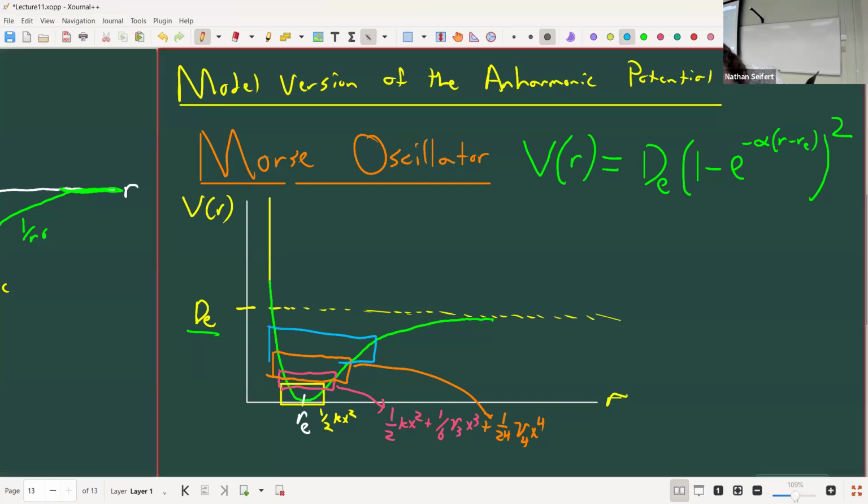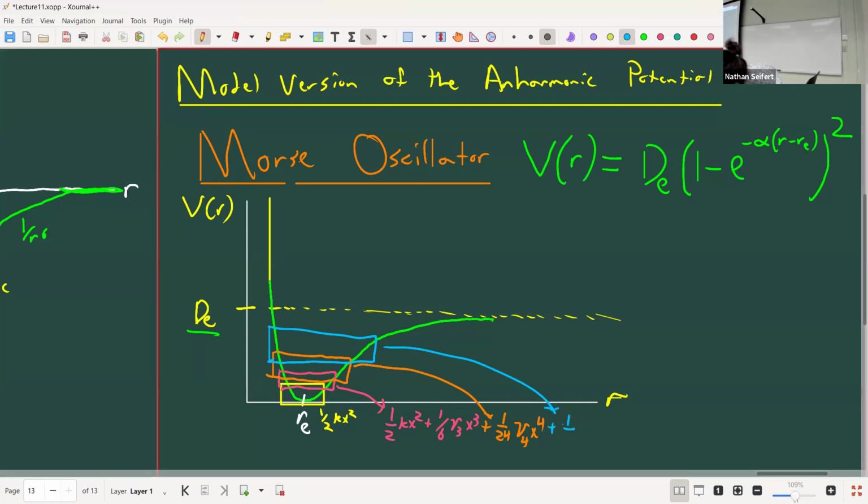Eventually, as my system gets higher and higher in energy, what's 5 factorial? 120. Gamma 5 x to the 5. So as I get to higher and higher energy, the idea is I'm adding new chunks to my potential as my potential gets bigger.